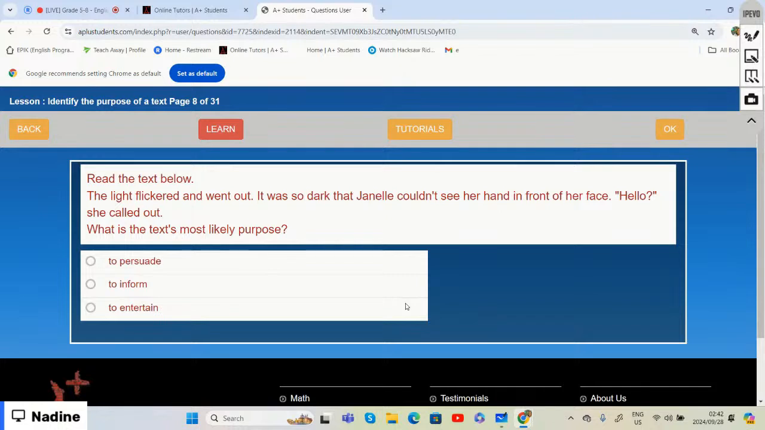All right. And we can say this is to entertain, because it says the light flickered and went out. It was so dark, Janelle couldn't even see her hand in front of her face. So it's almost like calling out to the ghost. So, hello, she called out. So that is to entertain.